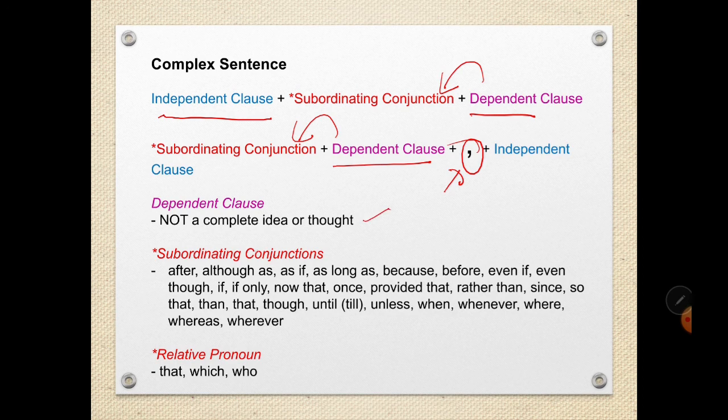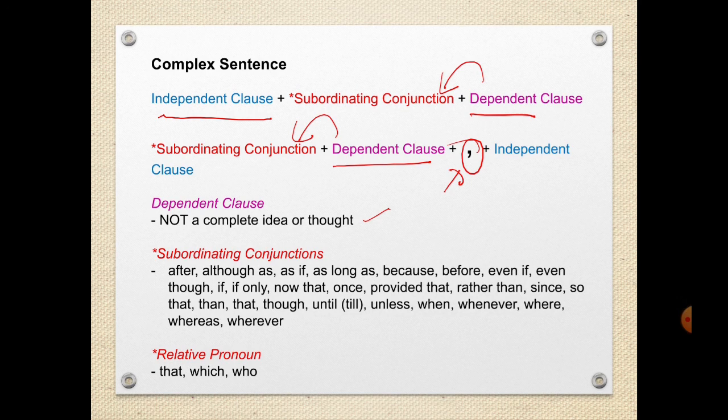So here are a lot of examples of subordinating conjunctions. Actually, we have after, although, as, as if, as long as, because, before, even if, even though, if only, and the list goes on, right? So all these are subordinating conjunctions, and they can be used to combine two clauses, an independent and a dependent clause.